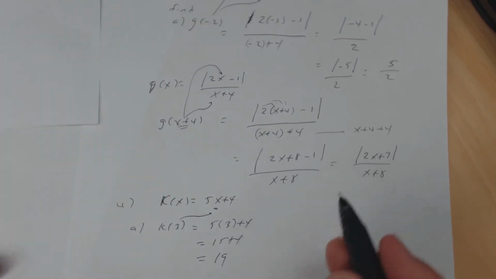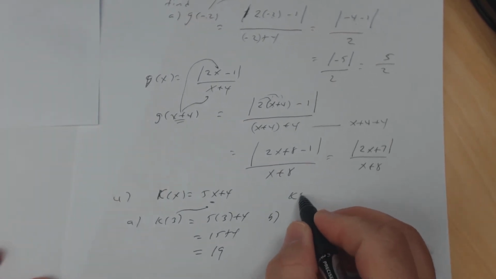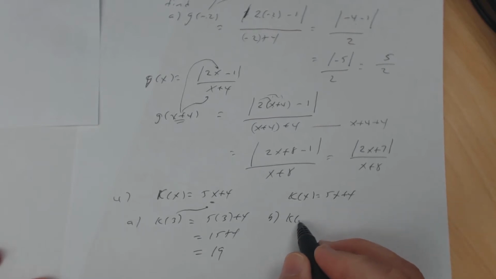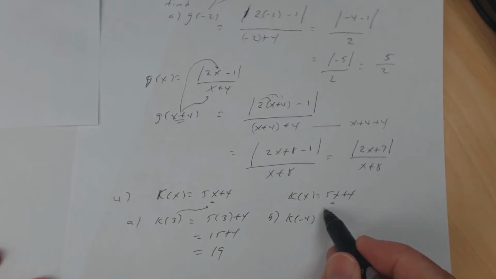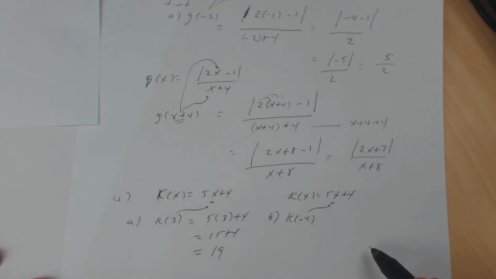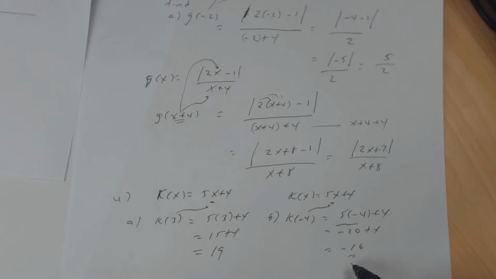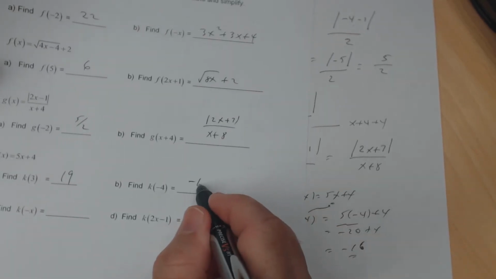Part B, k of negative 4. So remember, this is k of x. All right, so part B, you want to find k of negative 4. So in place of x, you're going to substitute negative 4 this time. So I'm going to get 5 times negative 4 plus 4. So that's negative 20. 5 times negative 4 is negative 20 plus 4, which is negative 16. So k of negative 4 is negative 16. So that means that when x is negative 4, your y value is negative 16. So say negative 16.